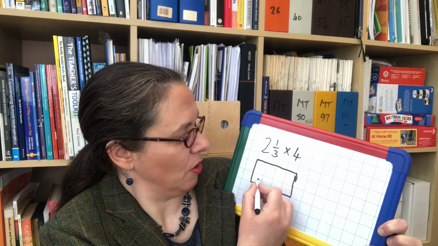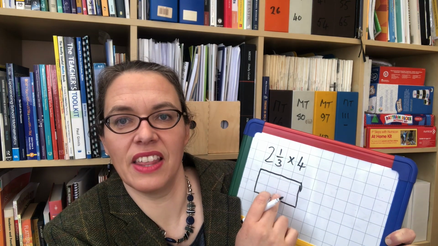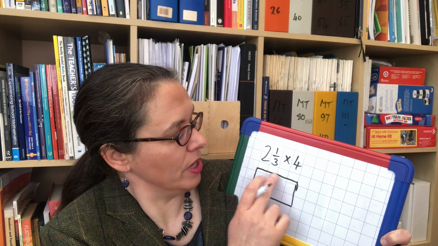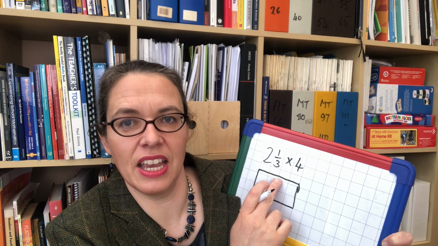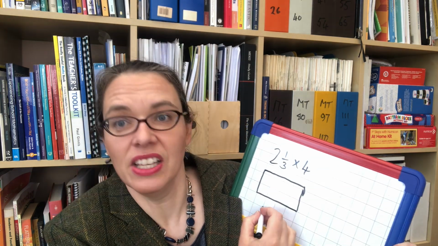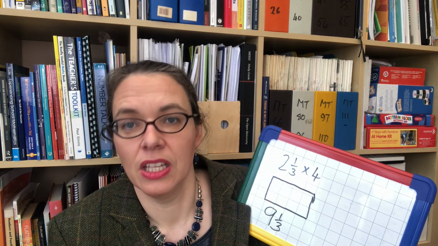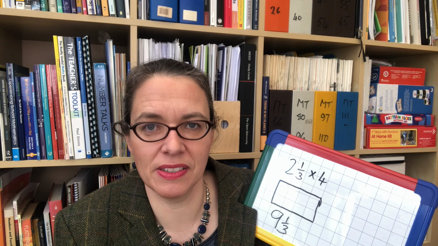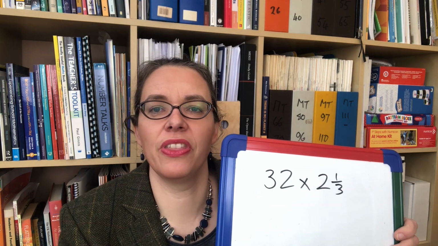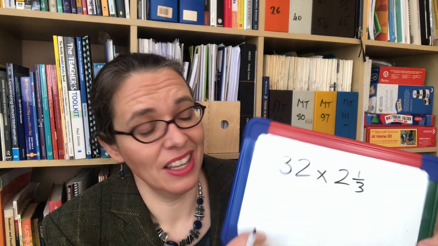And the children can now count. There's 8 squares there, and we've got 3/3 there, so that takes us to 9, and 1/3 left over. So the answer is 9 1/3. A child might have got 8 4/3, and it's useful to look at that equivalence. If children move on to larger or harder numbers, if you consider this one, 32 times 2 1/3, it is absolutely fine to move away from using squares.